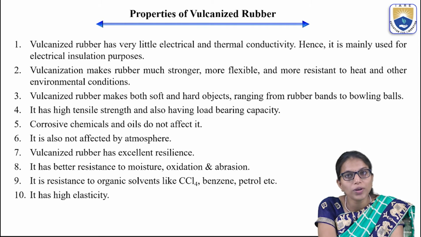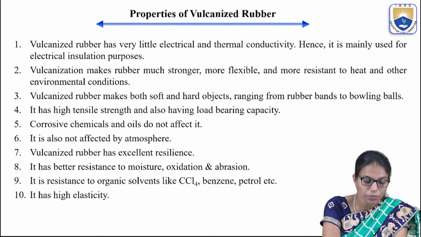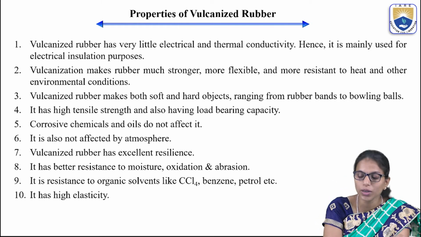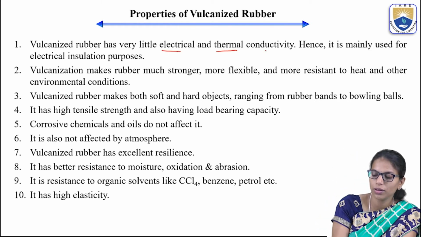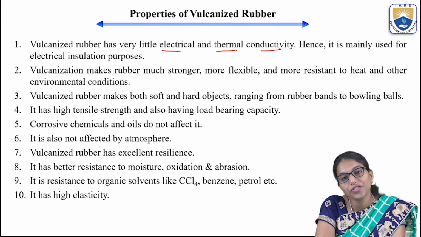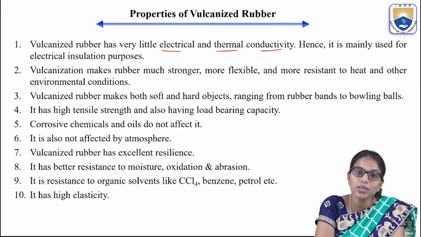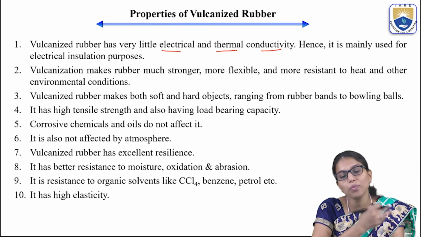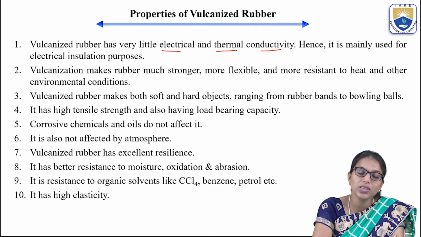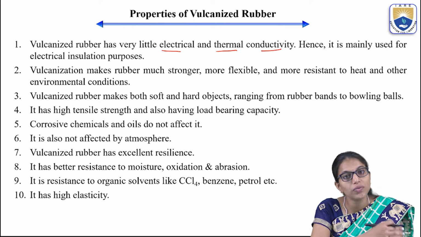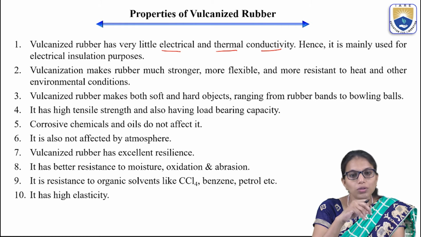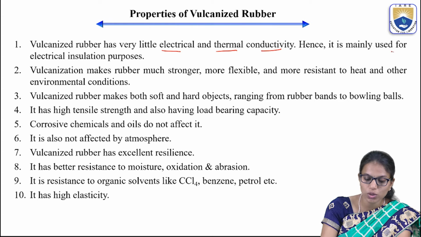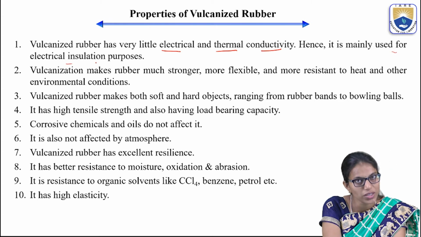Now coming to the properties of a vulcanized rubber. Vulcanized rubber has very little electrical and thermal conductivity. That means it behaves like an insulator, and we use it in many places where electricity is generated. We use rubber to protect against any kind of danger. Hence it is mainly used for electrical insulation purposes.